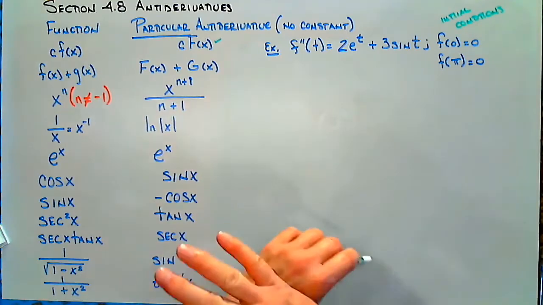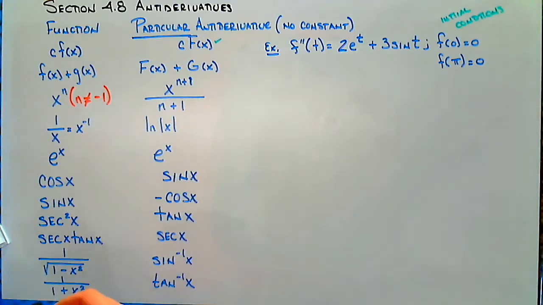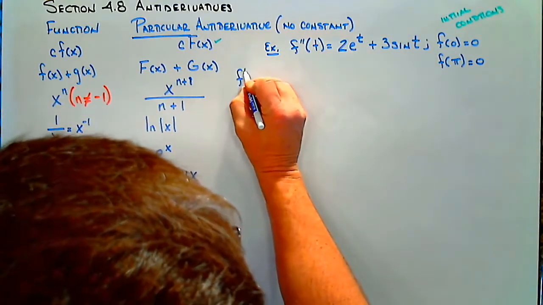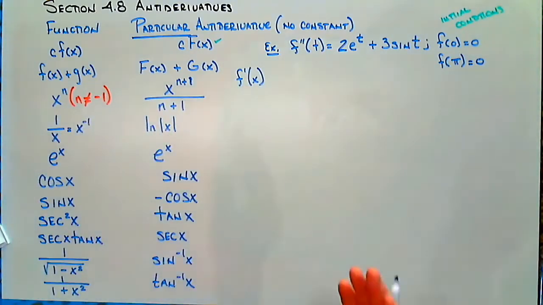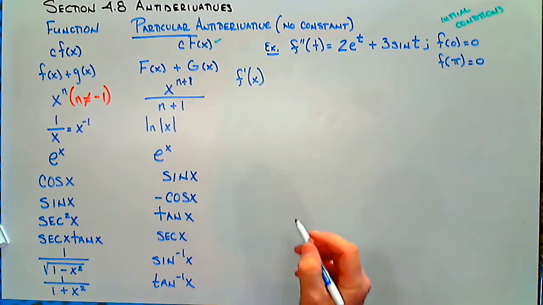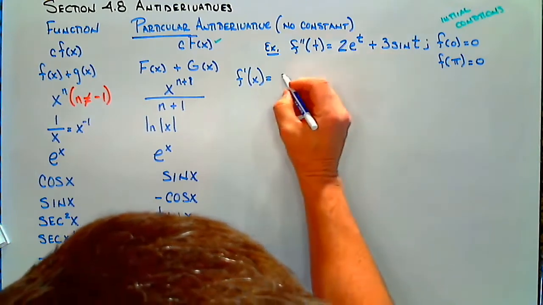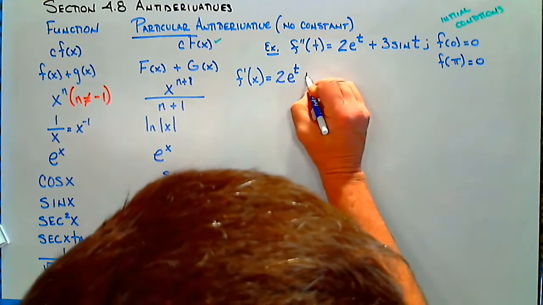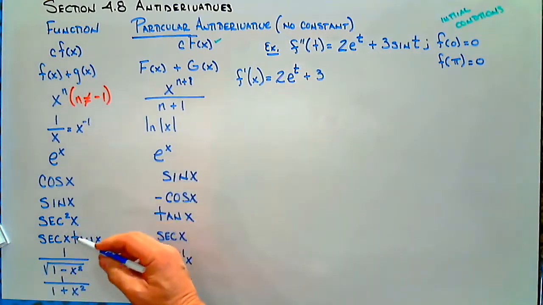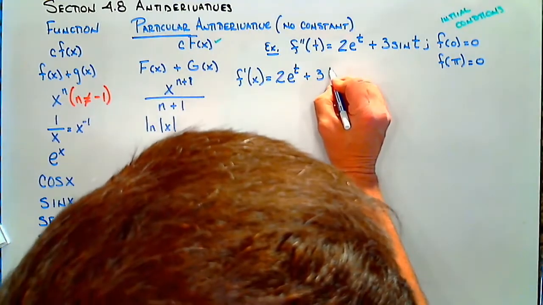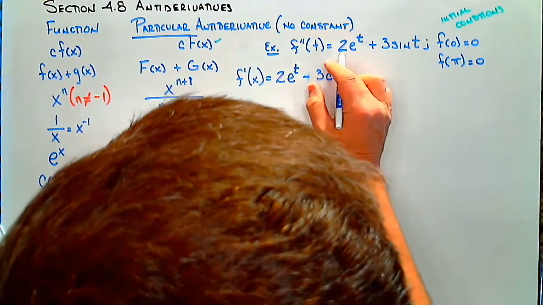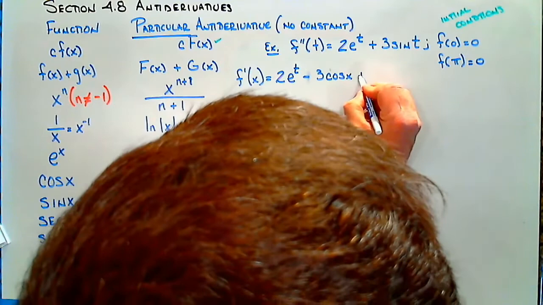So how do we attack this problem? Exactly like we've attacked the previous problems. We do nothing different. We do exactly the same steps. But now, when I find the first antiderivative, that's going to be f prime of x. When I take the antiderivative of f double prime, I get f prime of x. The 2 is a constant, so that stays. The antiderivative of e to the t, of course, is e to the t, plus, I've got a constant, 3. Now the antiderivative of sine, remember, is negative cosine. So I'm going to write that here, and I'm going to go back and make this a minus sign. Okay. And I'm going to add my constant.